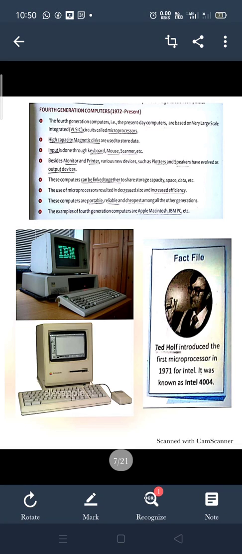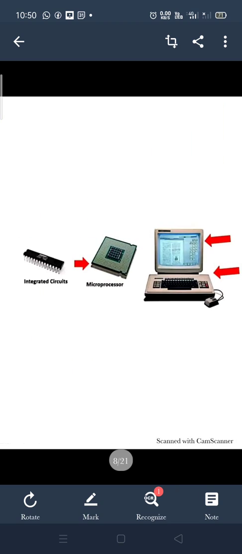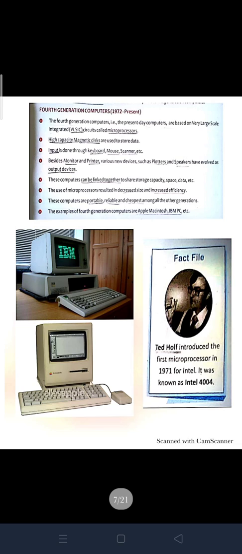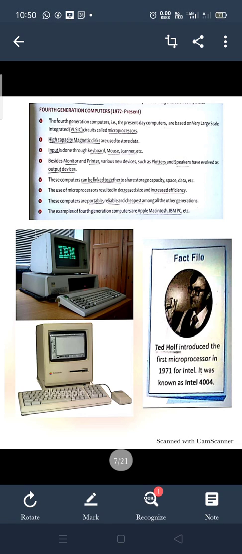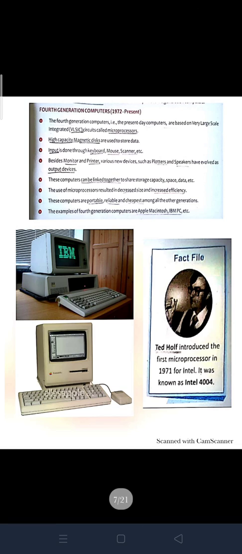That means on a single chip in the third generation, thousands of transistors were there. Now on a small chip, we can say lakhs of transistors and circuits were there. So that is a microprocessor. Let me show you the picture of a microprocessor here. This is the microprocessor in which thousands of lakhs of integrated circuits were there. Here the examples are the IBM PC, and this is the Apple Macintosh.